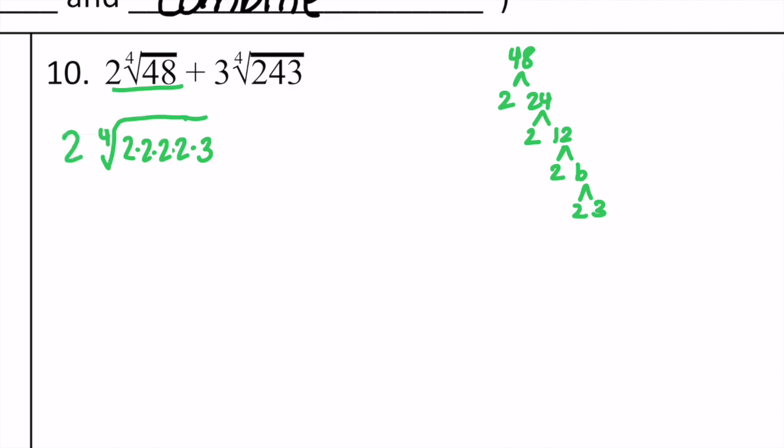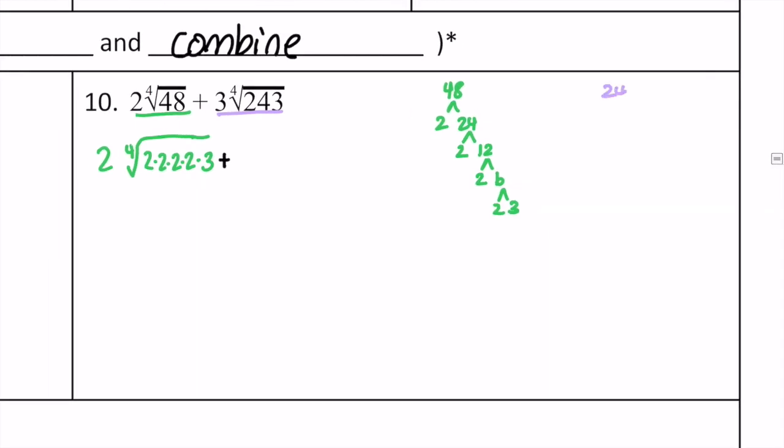And then for the second term, I have 243 breaks down into 3 and 81. And then 81 breaks down into 9 times 9, which breaks down into 3 times 3, and 3 times 3, and I have a total of 5 3's being multiplied together. So I have the 4th root of 3 times 3 times 3 times 3 times 3, and that's being multiplied by 3.